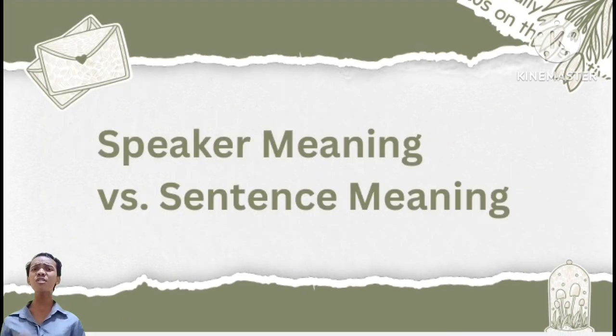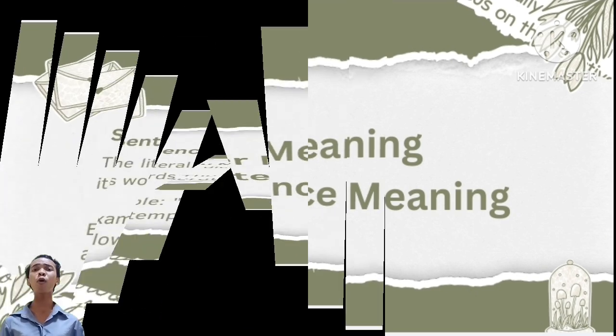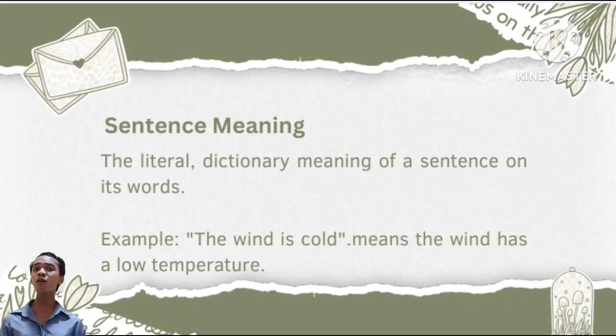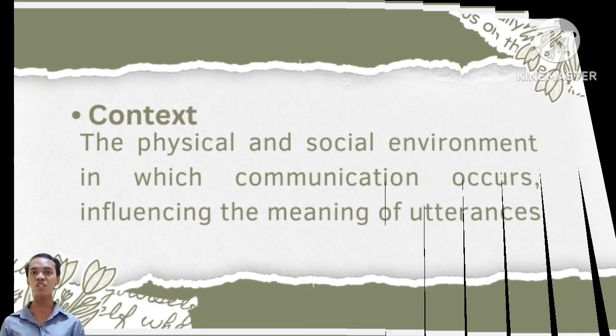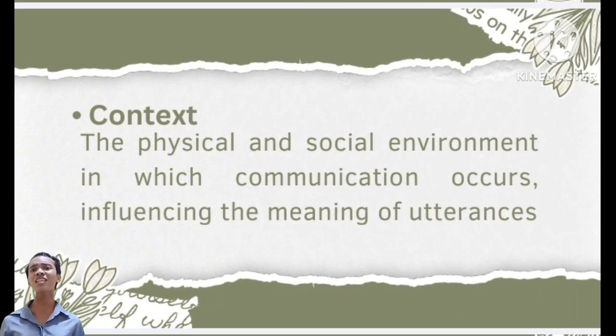They might be implying to close the window. Sentence meaning is the literal meaning of the words that you use, while speaker meaning is the intended meaning, often inferred based on the context. Sentence meaning is the literal dictionary meaning of a sentence based on the words. For example, 'the wind is cold' means the wind has a low temperature. Speaker meaning is the intended meaning behind the sentence, shaped by the context. For example, 'the wind is cold' means 'please close the window.'